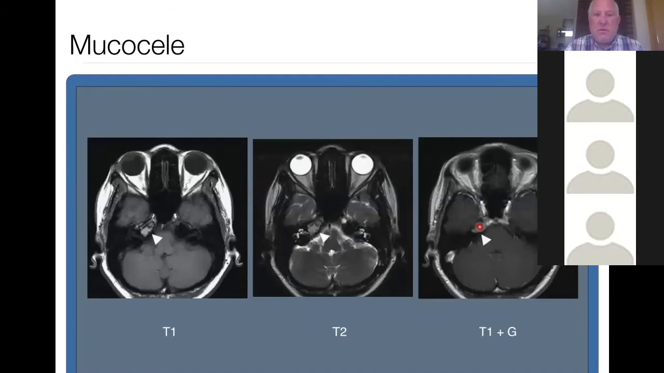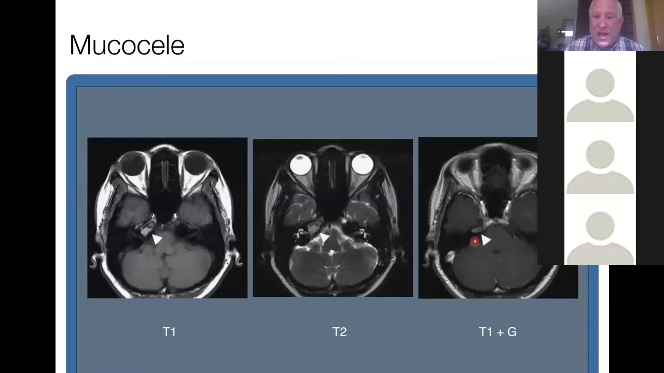Mucocele, if you remember from that study over a period of 10 years at the House Ear Clinic, they only had one mucocele. Remember, very rare pathology. So on T1, we have a lesion that looks a little hyperintense. T2, similar. And with gadolinium, we're getting no enhancement, which is exactly what we need to see.